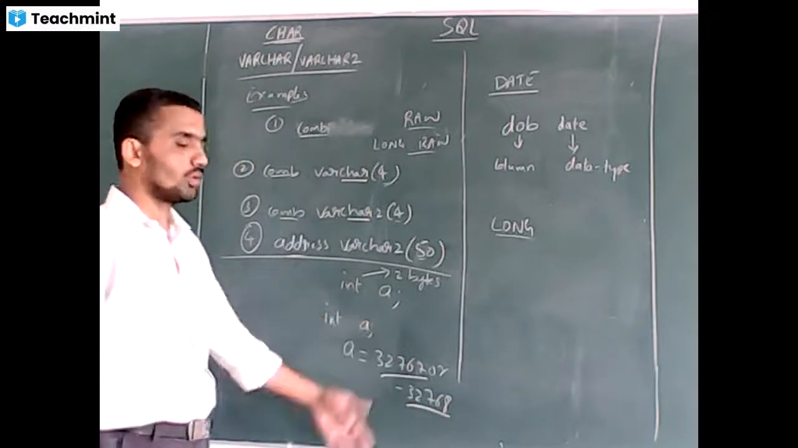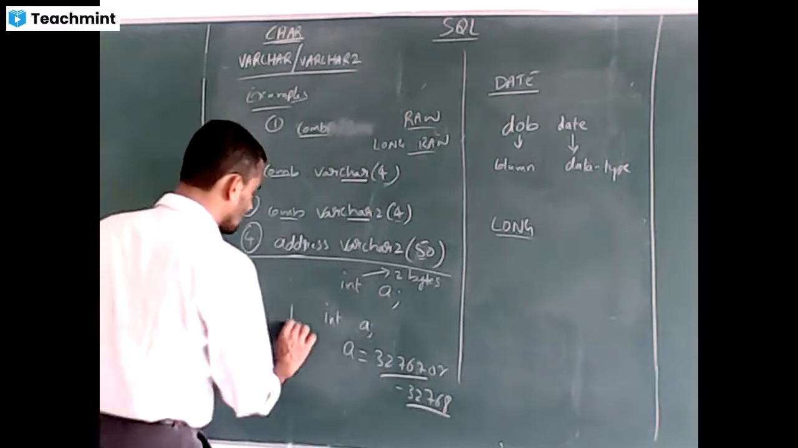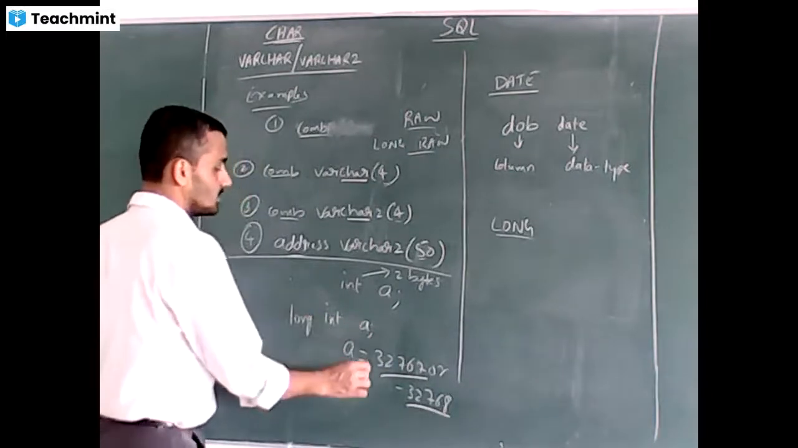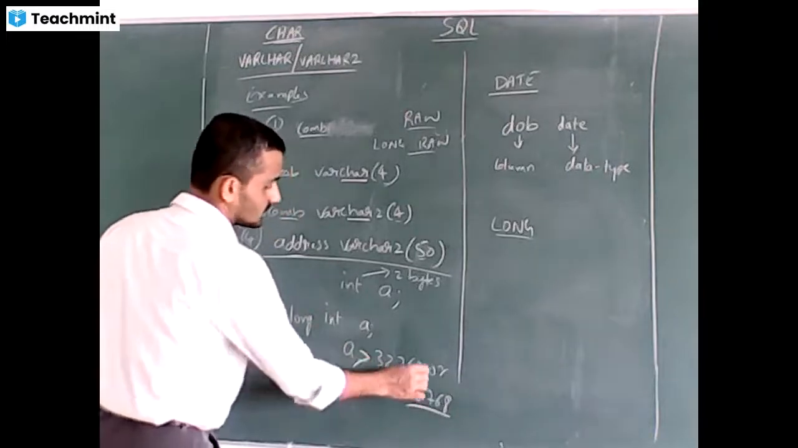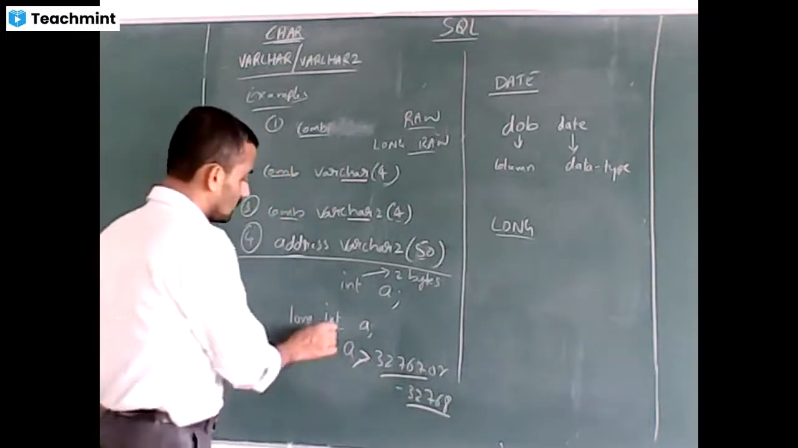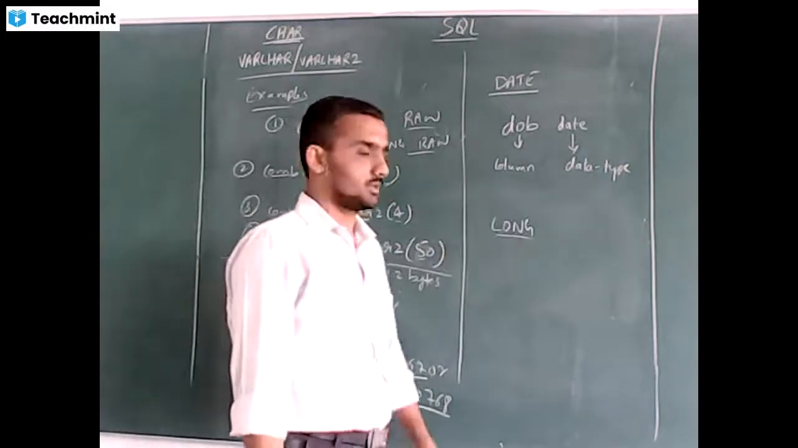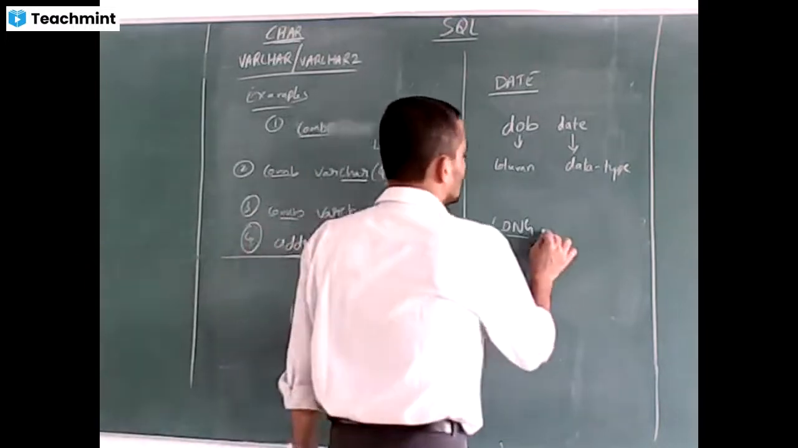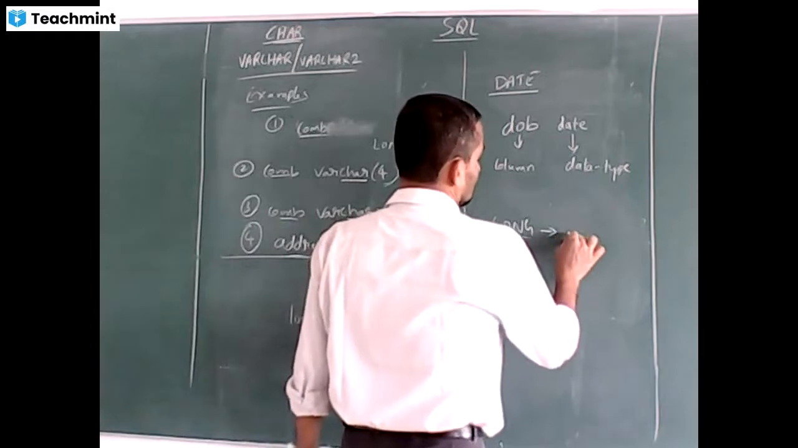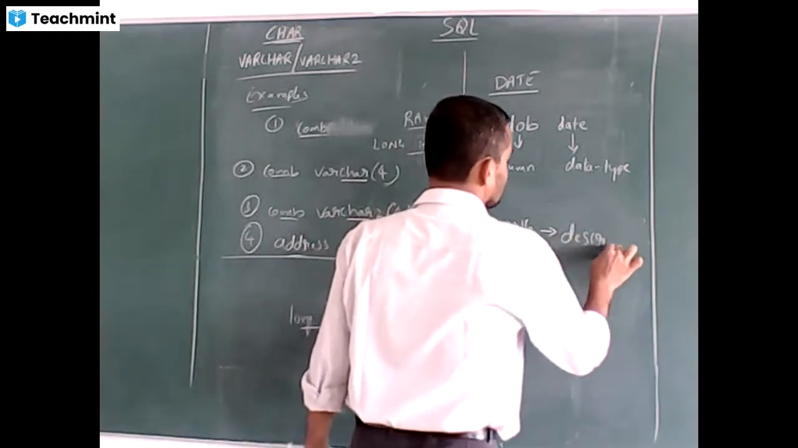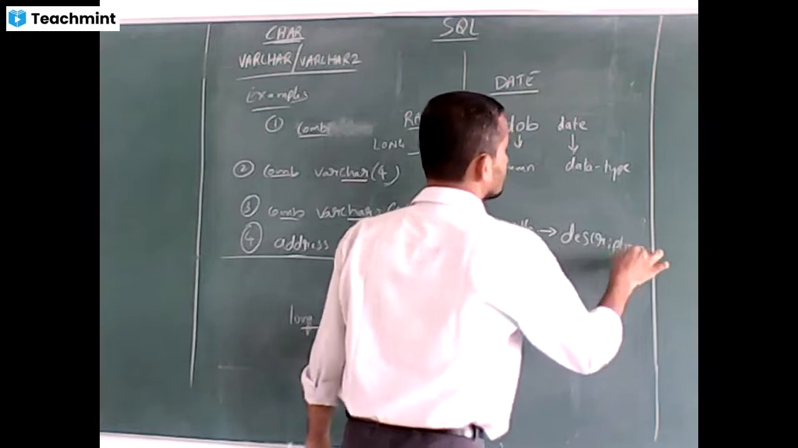If you want to store more than that, then I have to go for long int. Long int means you can store values greater than 32,767. Similarly, here the long data type is used to store description-like data.